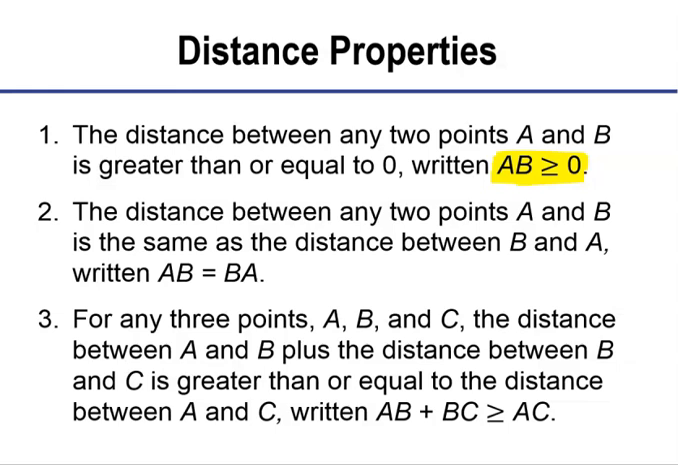The distance between any 2 points A and B is the same as the distance between B and A. So they're saying AB equals BA. If you were considering this as a line segment, it wouldn't matter which direction you're going. Why? Because distance is always positive. For any 3 points A, B, and C, the distance between A and B plus the distance between B and C is greater than or equal to the distance between A and C, written as AB plus BC is greater than or equal to AC. Oh my goodness, that was a lot, right? It's not as bad as you think.